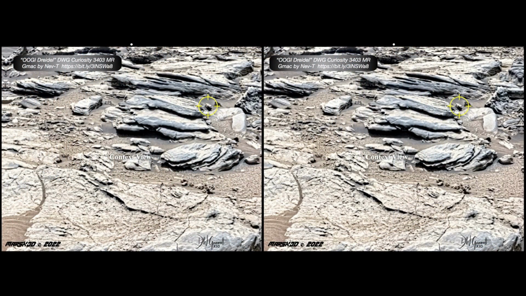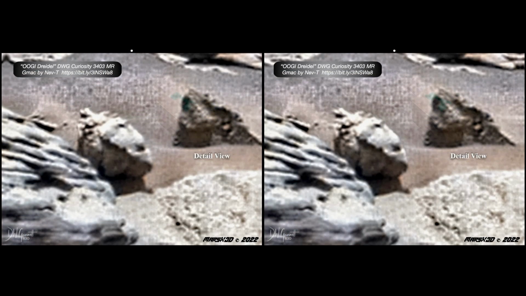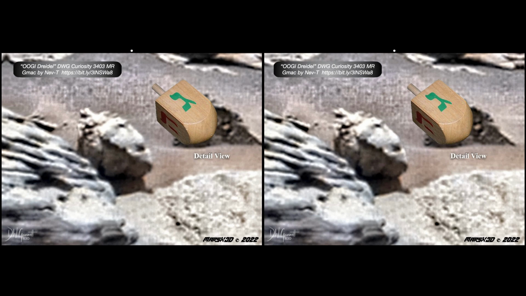Let's go ahead and dive in and see what we have today, starting with a great OOGI. We'll start off today with what I'm calling an OOGI Dreidel. An OOGI, of course, is an object of geological interest. And there it is inside the yellow target. This reminds me of a dreidel, the little spinning top that is used during Hanukkah.